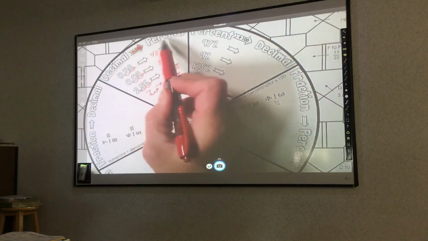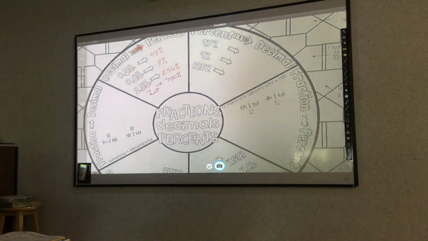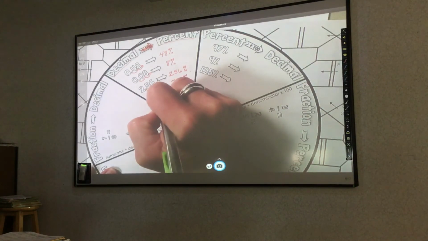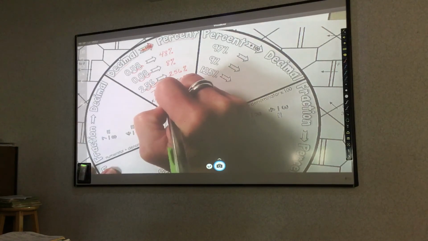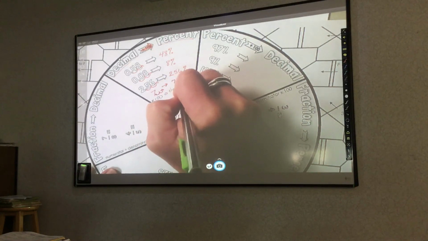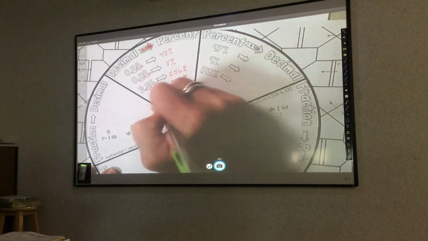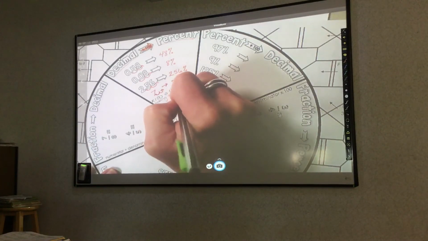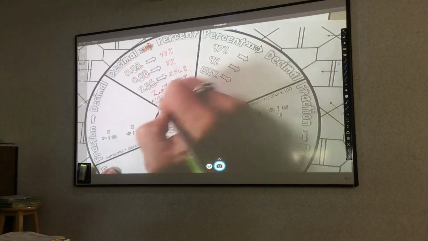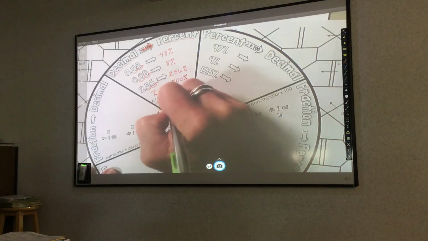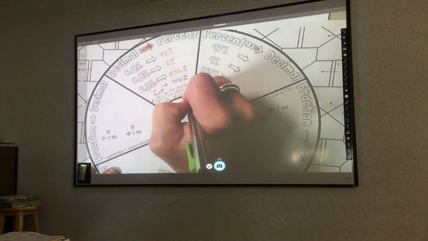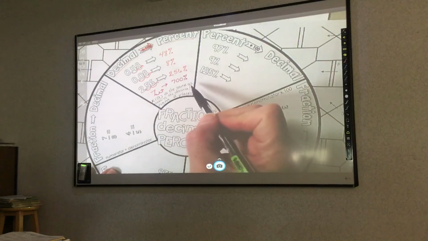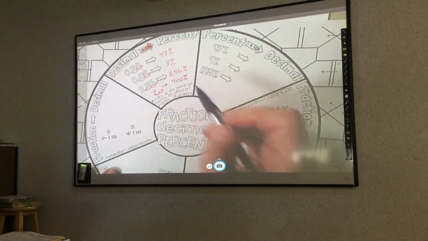So a decimal to a percent, we are going to write in our definition, it is to times it by 100, which is the same as moving the decimal right 2 places. So multiplying by 100 is the same as moving the decimal to the right 2 places.